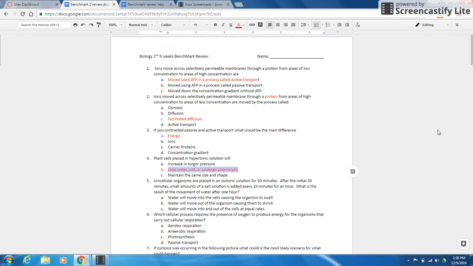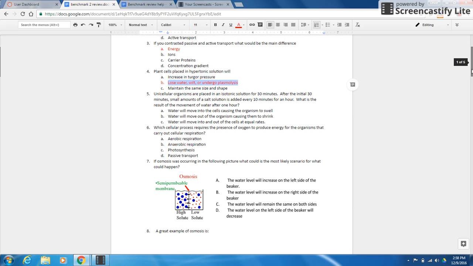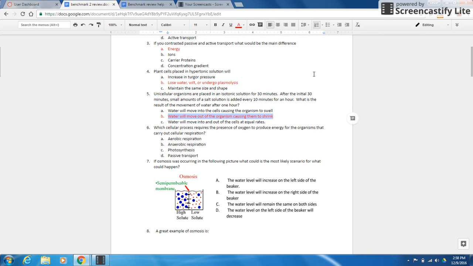Okay. Next, unicellular organisms are placed in an isotonic solution for 30 minutes. So we put it in a solution that's equal on both sides. After the 30 minutes, small amounts of salt solution are added. So we're adding some salt solution. What's the result of the movement of water after 1 hour? The answer is going to be B: eventually, after we keep adding salt to the outside, our organism is going to shrink. And that's just because you keep adding salt to the outside solution.